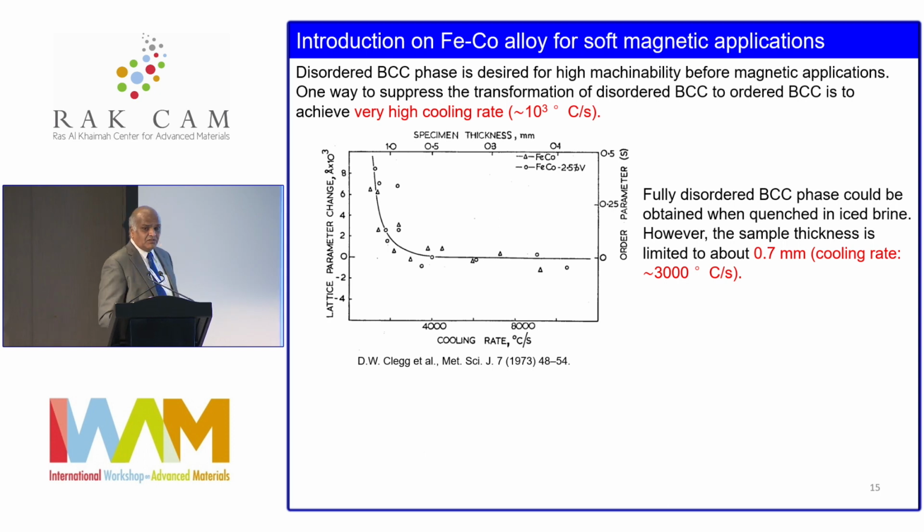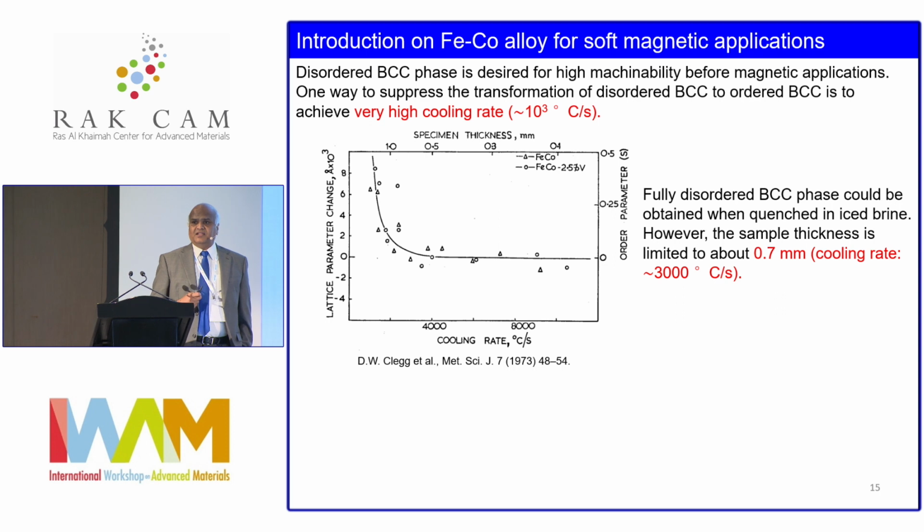Now, the key way to do this is you want to retain the disordered BCC structure, or solid solution structure. And if you want to do that, you have to go to cooling rates of the order of 3,000 degrees per second, right? So somewhere there, you will be able to retain the solid solution structure.